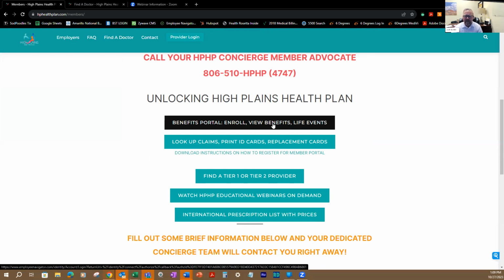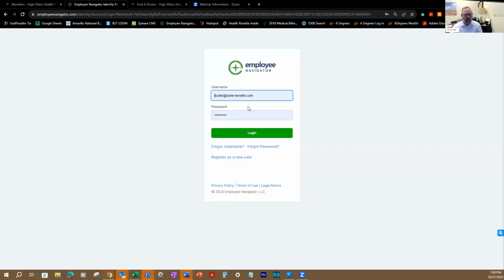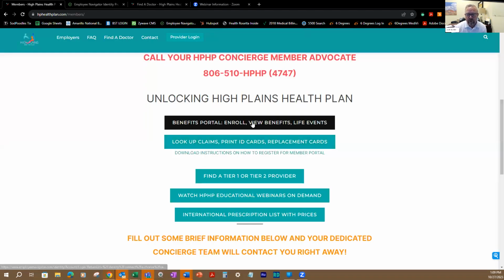When you click on this, it's going to take you over to the login for Employee Navigator. Now, this is the tool, ladies and gentlemen, that y'all know we use at open enrollment time, where you log in and make all of your elections. So there is a link on the member portal to go directly into Employee Navigator.